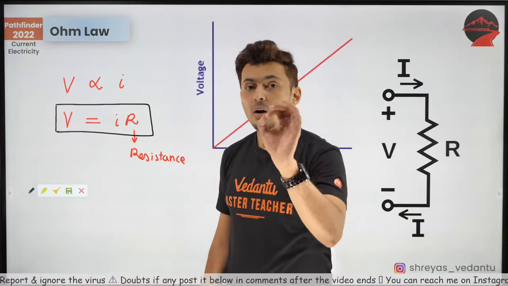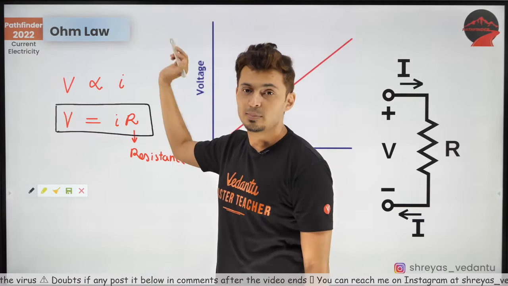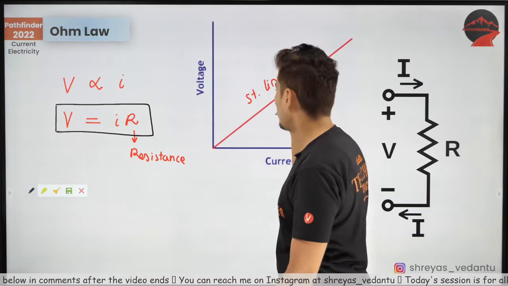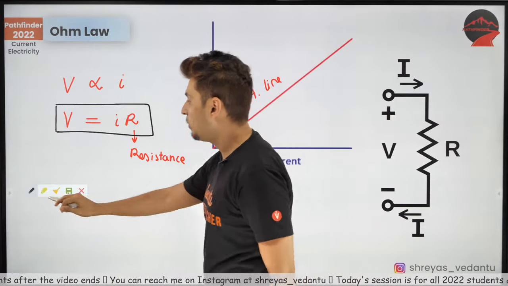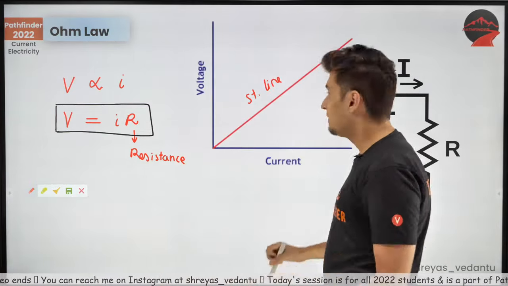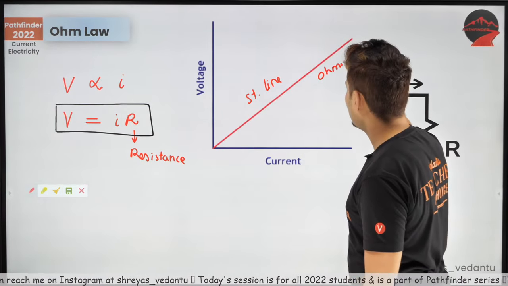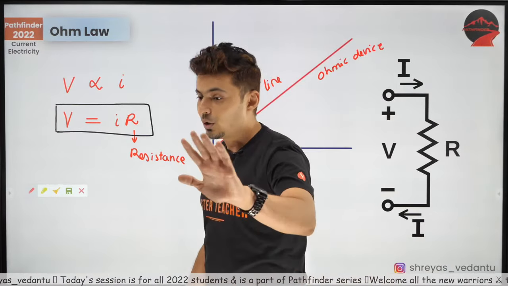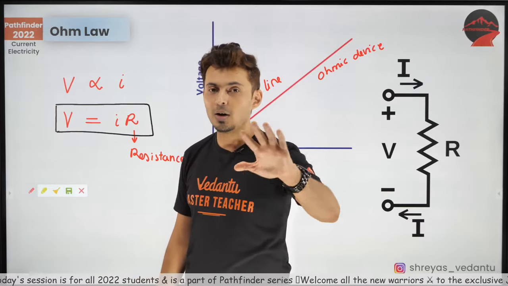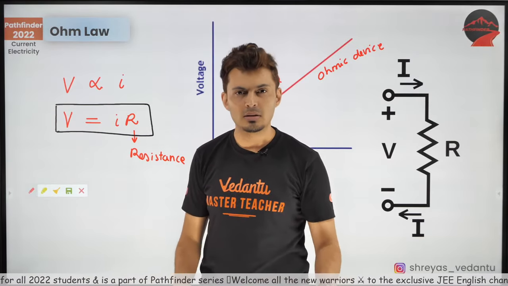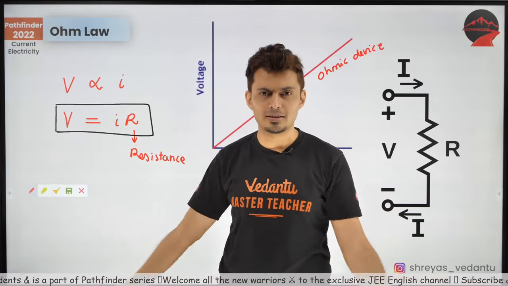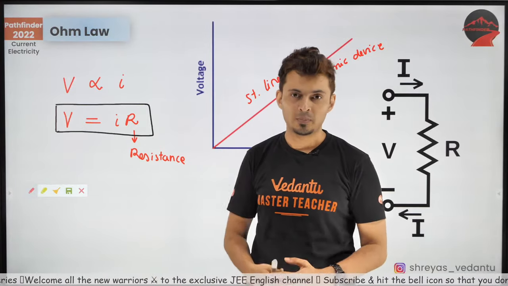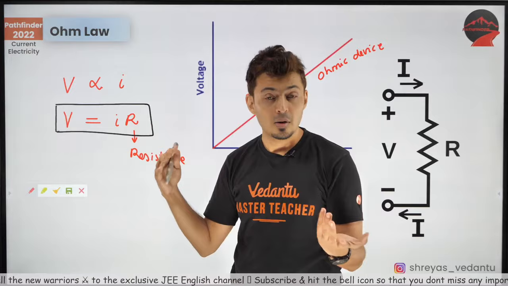Understand that. A lot of people think Ohm's law is voltage is proportional to current. That's wrong. In fact, it's not necessary that voltage is proportional to current every time. If it is proportional to current, that kind of device is called an ohmic device. But not all devices are ohmic. Diodes, transistors, inductors, capacitors, so many other things, will not obey this law. You increase the voltage, current might increase, but not proportionately.